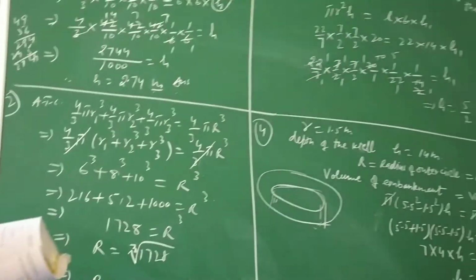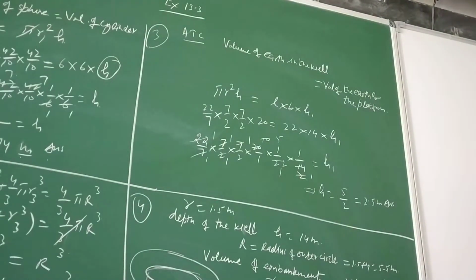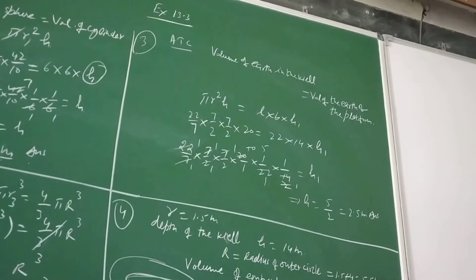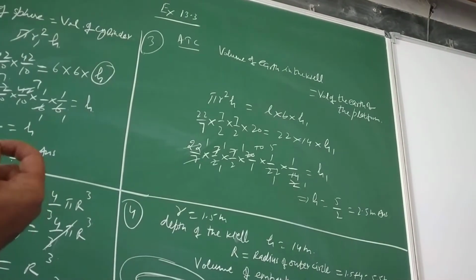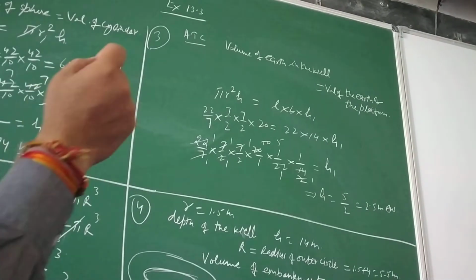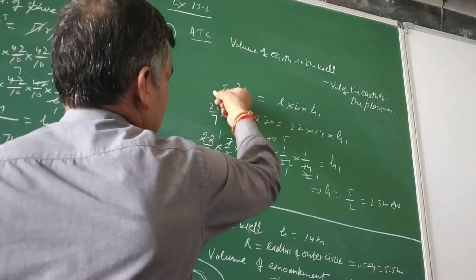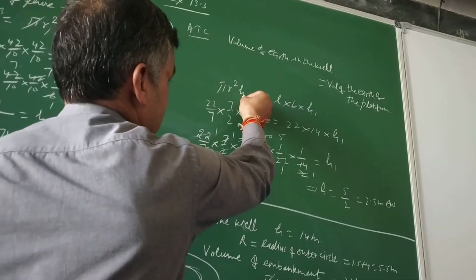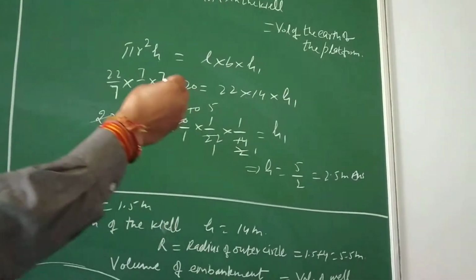Then your third question is: a 20 meter deep well with diameter 7 meter is dug, and the earth from digging is evenly spread out to form a platform of 22 meter by 14 meter. Find the height of the platform. Very simple to understand. A well is dug and the earth taken out is spread to form an embankment in the form of a cuboid. The well is cylindrical, so the volume of earth taken out is pi r square h, and that was spread in the embankment form of a cuboid.